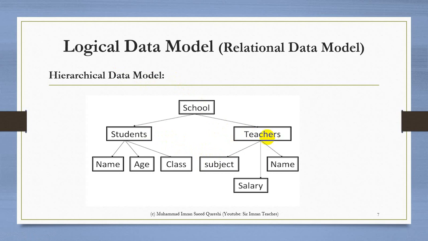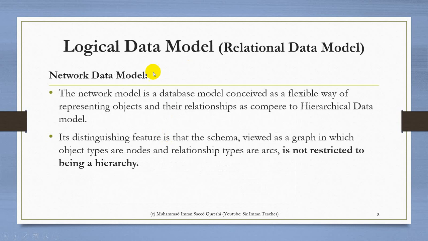Whenever we had to find a record, we had to traverse the whole tree. So that was a little bit complex. After hierarchical, we went towards another model known as the network data model, in which we could keep all the entity classes in the form of a network. That is, any entity class was connected with any other entity class as per the requirements. So let me show you the network data model.